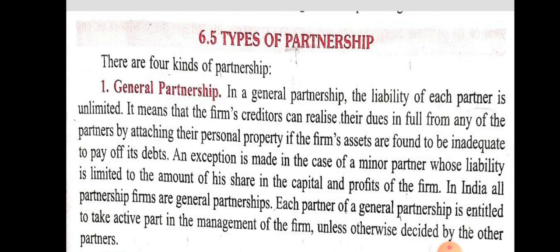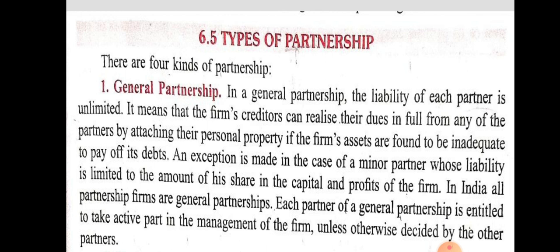And if there are any dues of the creditors which have to be cleared, and after selling the assets of the company the amount is not enough to fulfill the dues, then even the personal property of the partners will be taken away. But there is an exception in the case of minor partners.